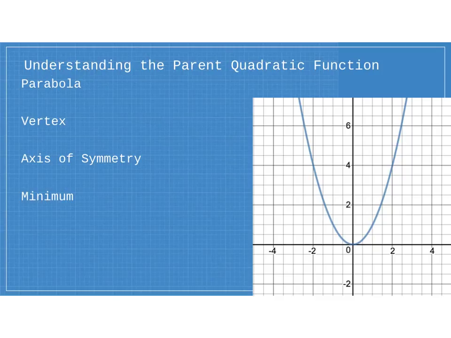Okay, so understanding the parent function. The parent function is a parabola. The vertex is going to be this point right here. In this case, it is at 0, 0. The axis of symmetry is going to be that vertical line. It goes right through our vertex, and it is at x equals 0.